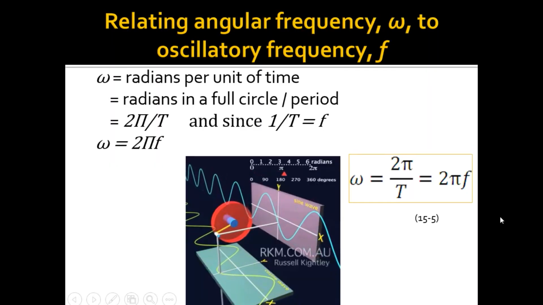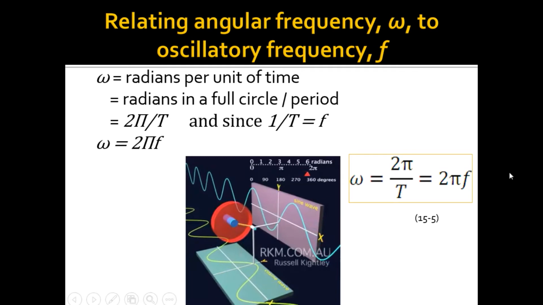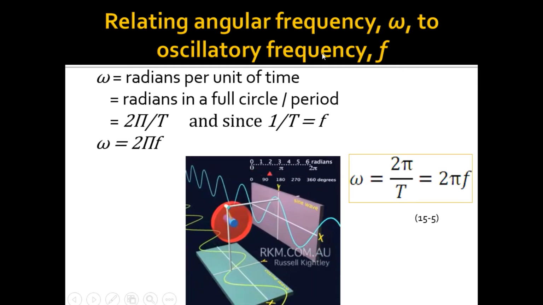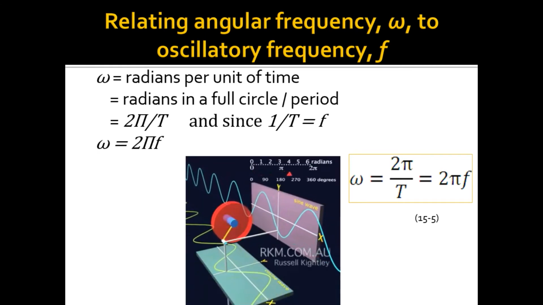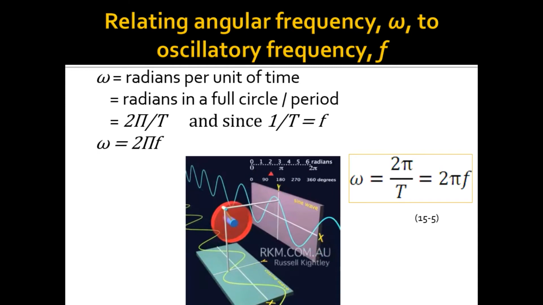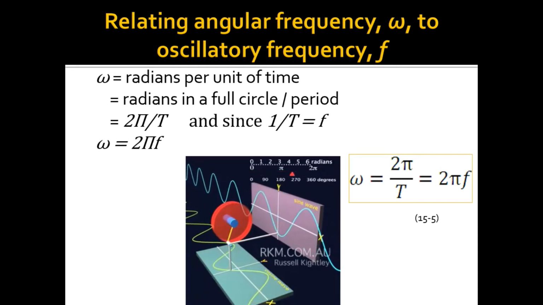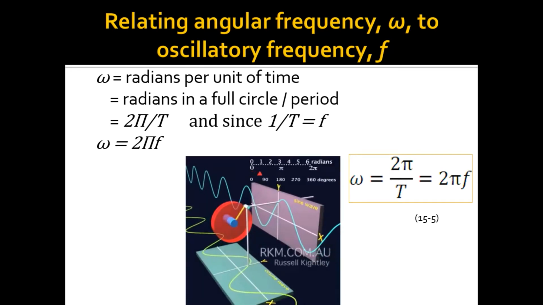All right, here's the next slide of our presentation. This is relating the angular frequency, which we represent with the letter omega, to the oscillatory frequency, f. So the oscillatory frequency is what we were talking about earlier, that it's the number of oscillations in a unit of time. So 10 hertz, for example, means it oscillates 10 times in 1 second.